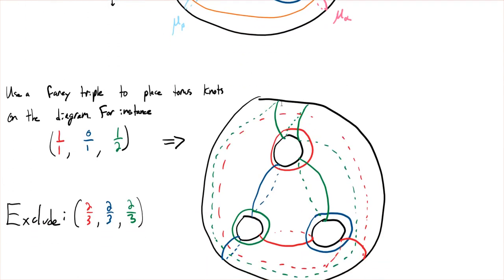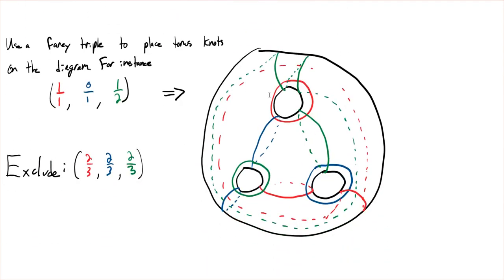So place torus knots in those punctured torus neighborhoods. This is the triple of Farey numbers that I decided to use. So we'll place our 1,1 curve here, our 0,1 curve here, and our 1,2 curve here. And in this consideration, we're going to exclude Farey triples where they're all the same, because these actually turn out to correspond to spun lens spaces, and those trisection diagrams have already been considered by Jeff Meier in his spun 3-manifolds paper.